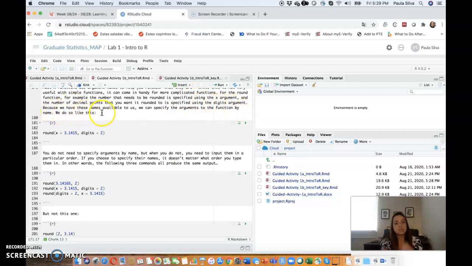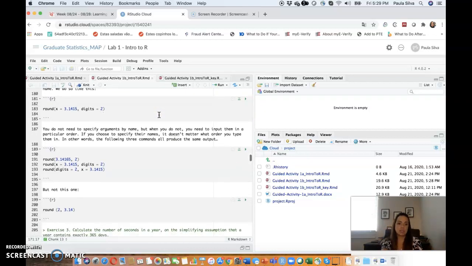Because we have these names available to us, we can specify the arguments to the function by name. We do so like this. round, x, the number to be rounded, is going to be called x, and we say that's equal to 3.1415. And here's the number of digits, meaning the number of decimal places, equals 2.